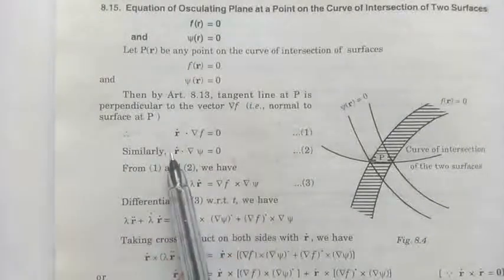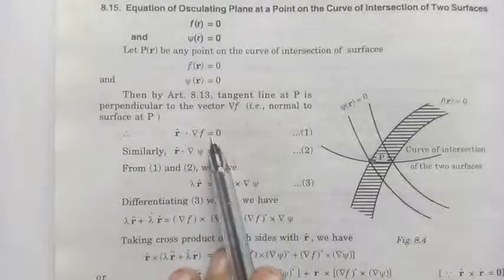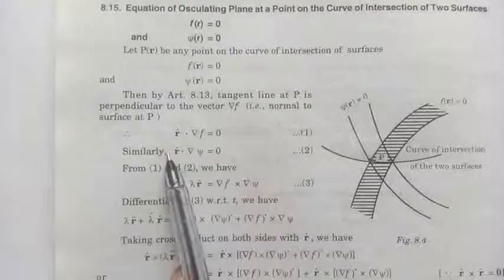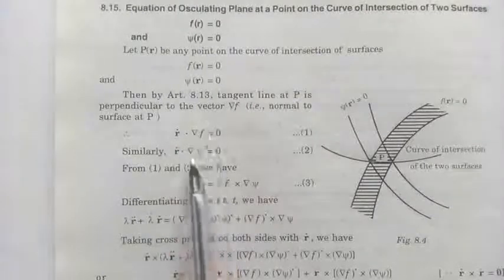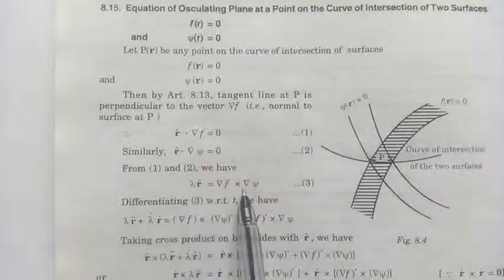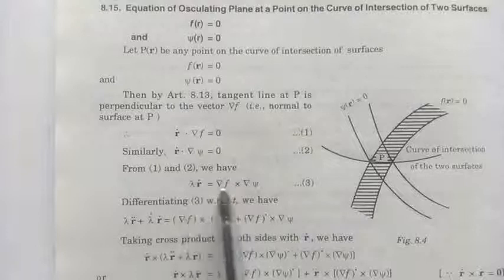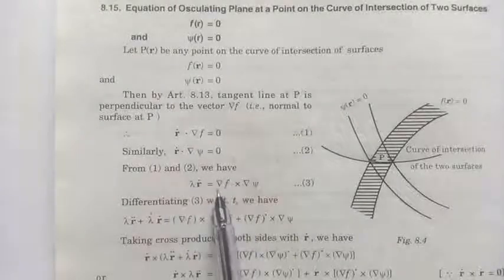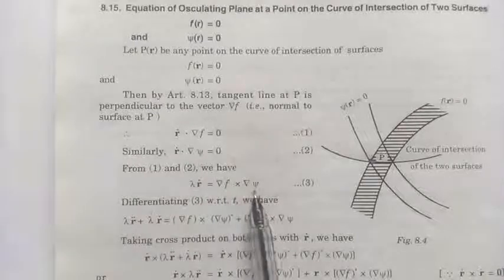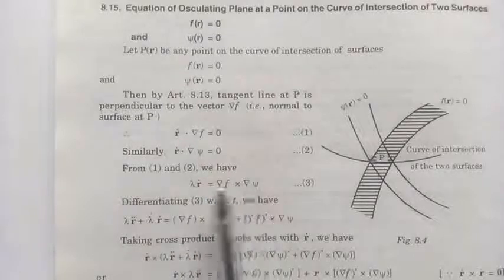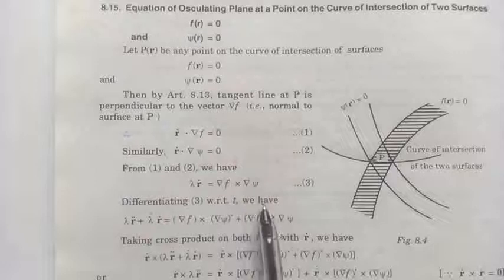Because r dot is perpendicular to gradient f as well as gradient ψ, therefore it will be parallel to the cross product of these two, gradient f and gradient ψ. And we know that if two vectors are parallel, they are some multiple of each other. So we can say that the vector gradient f cross gradient ψ will be some multiple of r dot. So we have taken λ r dot = gradient f cross gradient ψ.